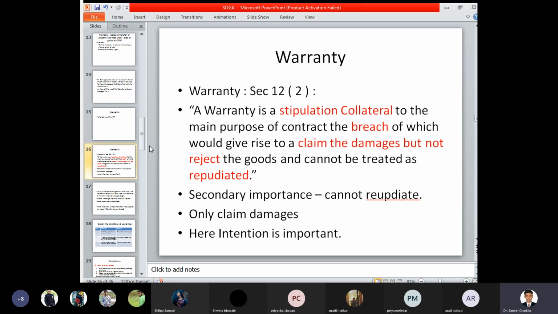Now, what is a warranty? A warranty is a stipulation. A condition was also a stipulation, and a warranty is also a stipulation. But a condition is the main stipulation, whereas a warranty is a collateral stipulation to the main purpose of this particular contract.